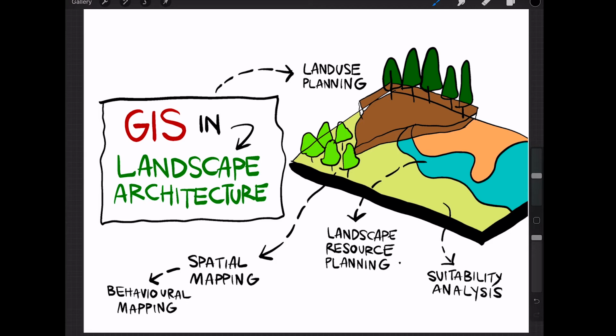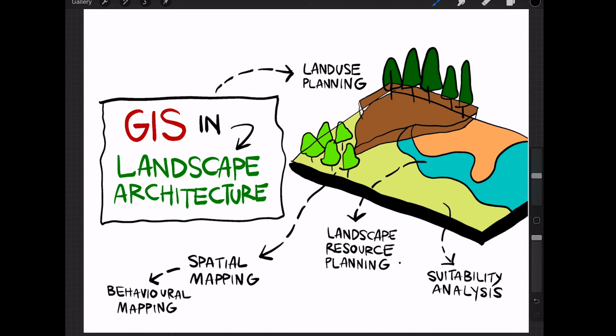Under landscape resource planning comes the topic of suitability analysis. I think you have heard about this because you have learned a bit about McHarg's techniques, so I'm sure you have heard about suitability analysis. You can do spatial mapping. Spatial means what I mentioned in the beginning: something related to spaces. If you want to do any design in your landscape spaces, you can also use GIS.